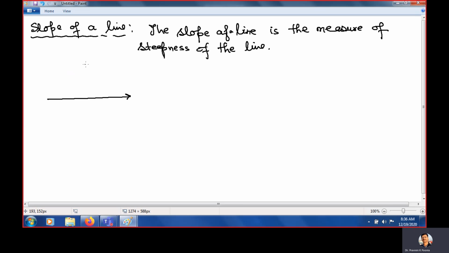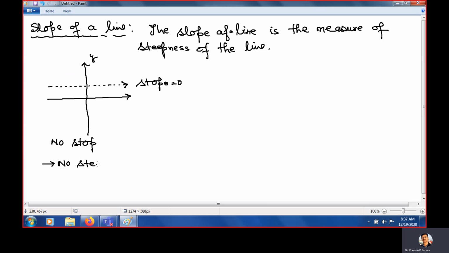Now I will tell you some things here. This is the x-axis and this is the y-axis. If I am drawing a line here parallel to the x-axis, this has a slope equal to 0. Clear? No steepness, no slope. Why? Because no steepness.